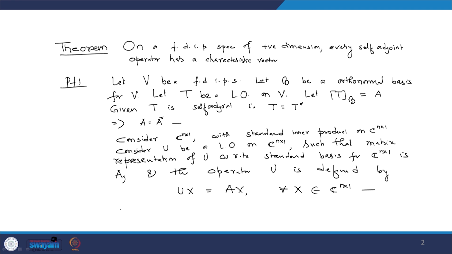One can easily check U is a self-adjoint operator, because we have already done this in our previous lectures: an operator defined like this is self-adjoint. So, you can follow, or you can take it as homework to check that this new operator U on C n cross 1 is a self-adjoint operator.